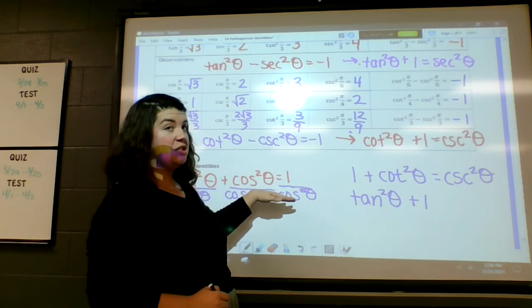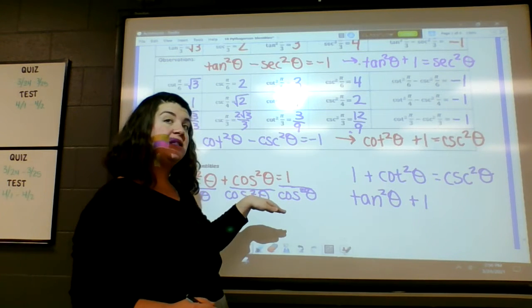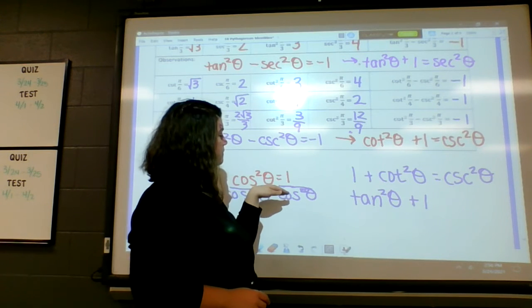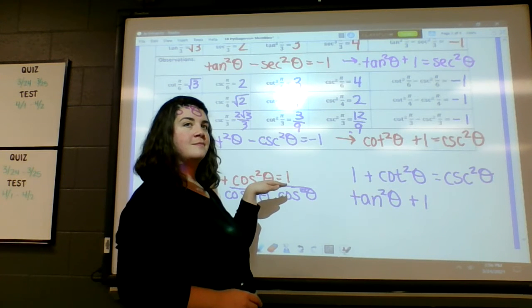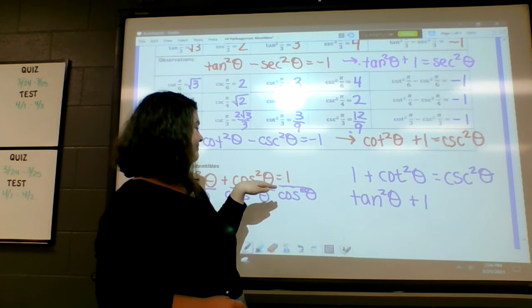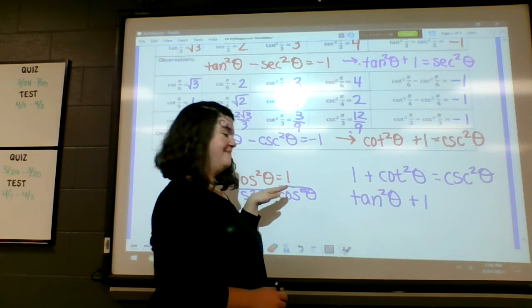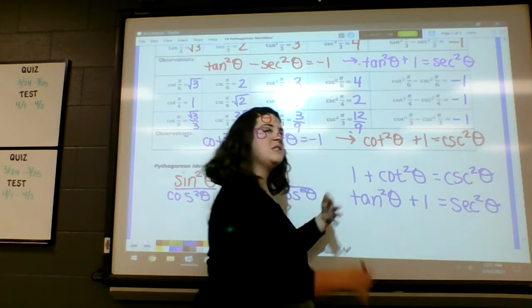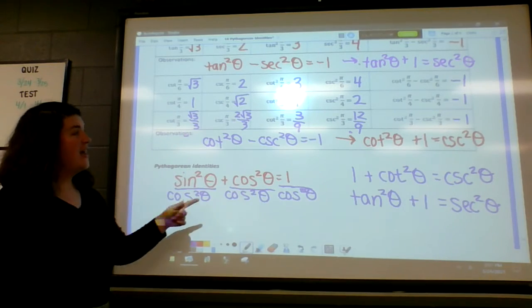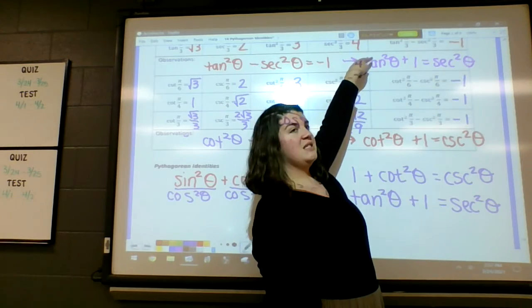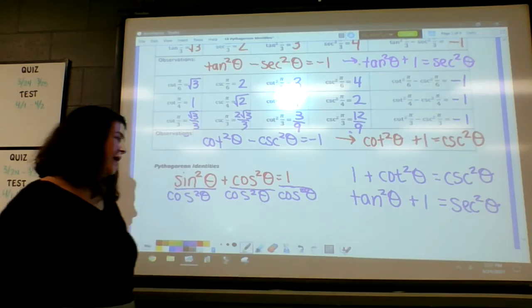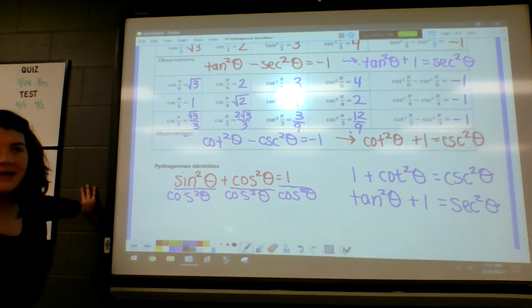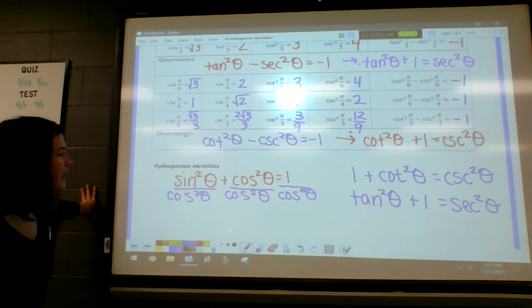And 1 over cosine squared, that would be the reciprocal of cosine, which is secant. And so that equals secant, and because that was over a cosine squared, it's a secant squared. And so there is the other one. So that's the second one that we had found. So if all else fails and you just remember the main one and you need one of the other ones, just divide by sine squared, divide by cosine squared, and you can get them.